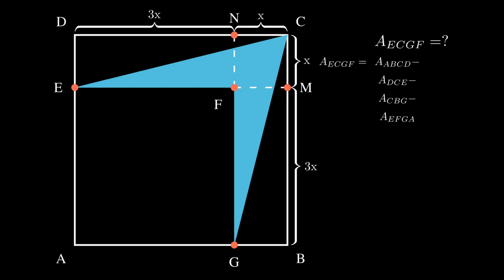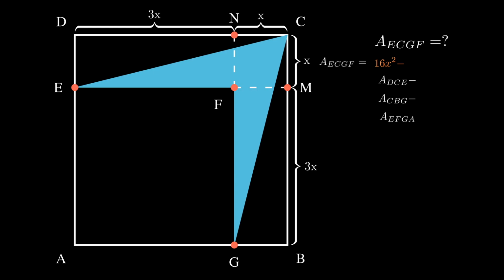Let's first calculate the area of ABCD, which is a square. The area of a square is essentially the length of one side multiplied by itself, so we take DC. DC is DN plus NC, which is 4x. So we get 4x multiplied by 4x, which gives us the area of ABCD as 16x squared. And we plug it back in the initial calculation.